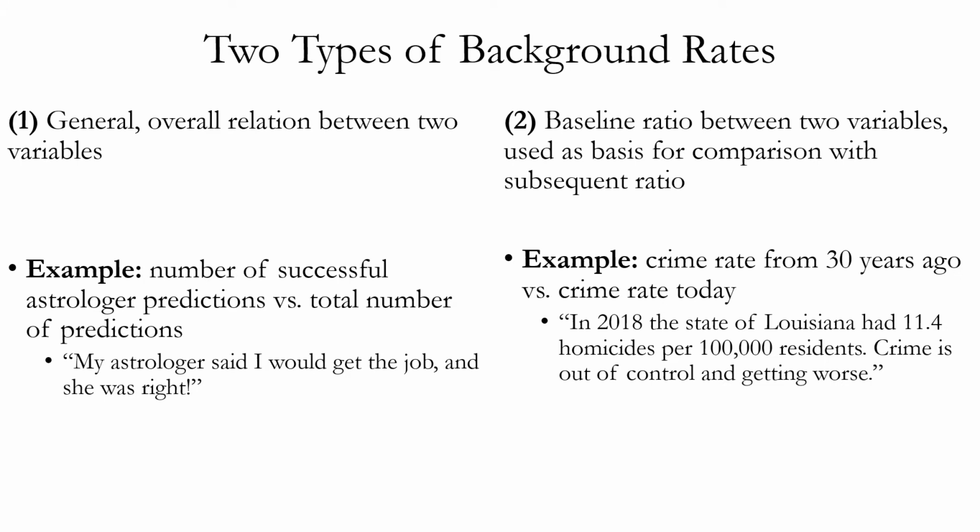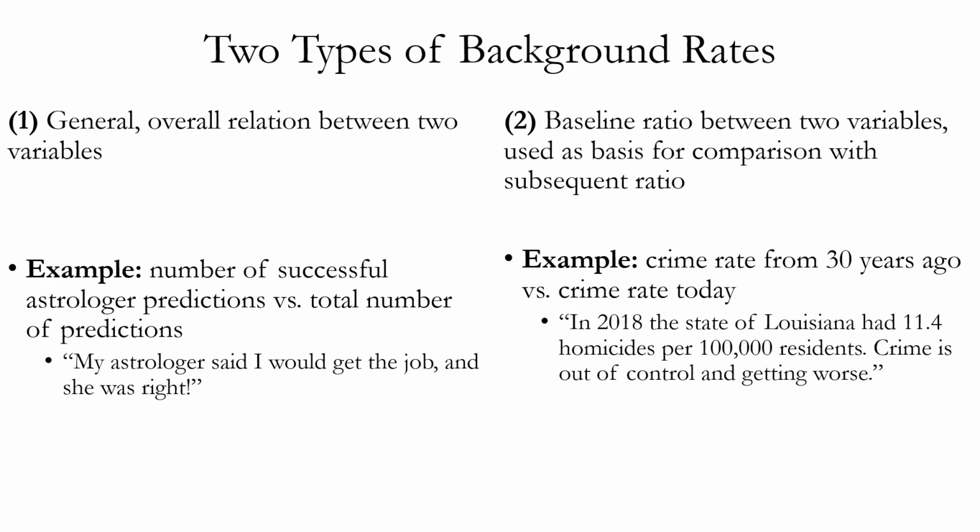A second type of background rate is the baseline ratio between two variables that's used as a basis for comparison with a subsequent or later ratio. So this is when you're looking at a population at two different times, for example, and you're making not only a generalization about the properties of the population at one time, but how it compares to the properties of the population at another time. It's also possible to compare a population with another similar population. So you can index the comparison to different types of values.